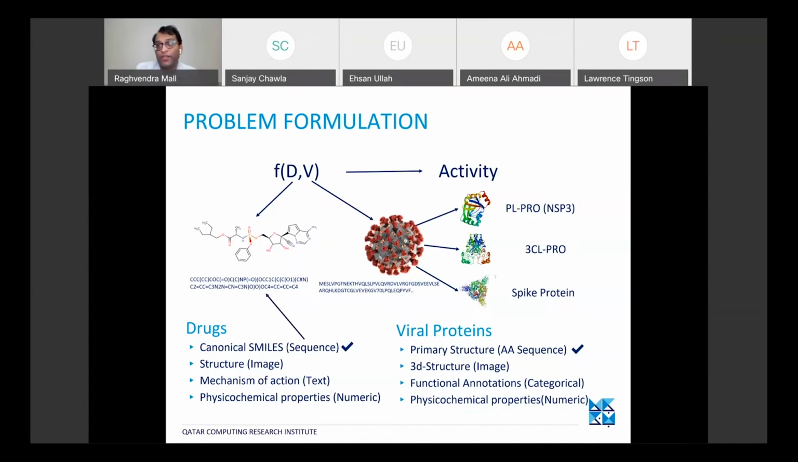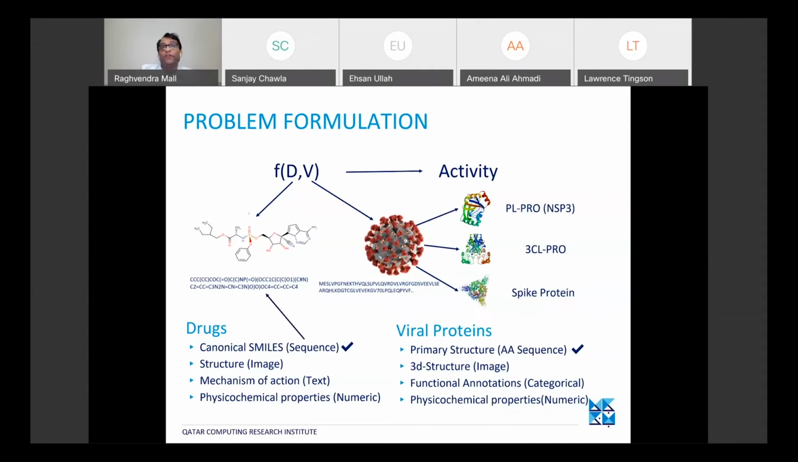So where is this information encoded? This information can be encoded in the drug's representation as well as the viral protein representation. In the case of the drugs, you have the representation of the drug in the form of a structure as an image, as you can see here, or you can use the SMILES representation, which again encodes all this chemical information in a linear sequence. The same goes for the viral protein. It is made up of a set of 20 amino acids, and in its primary structure, it is just a linear sequence of these amino acids. So there can be 20 such possibilities, and it forms a sequence.